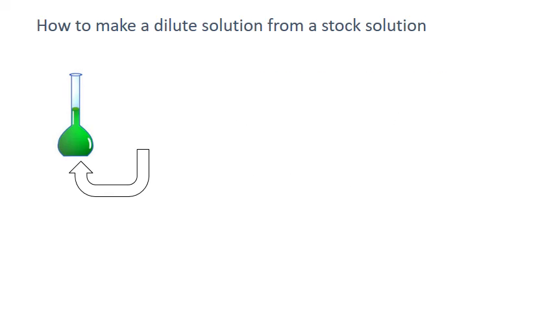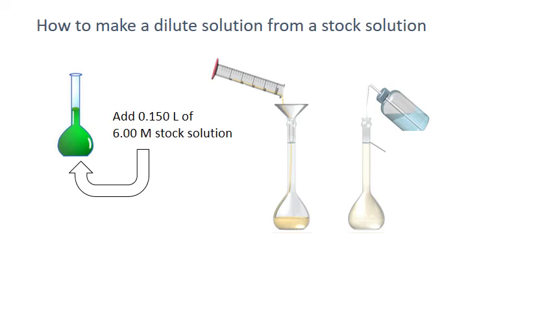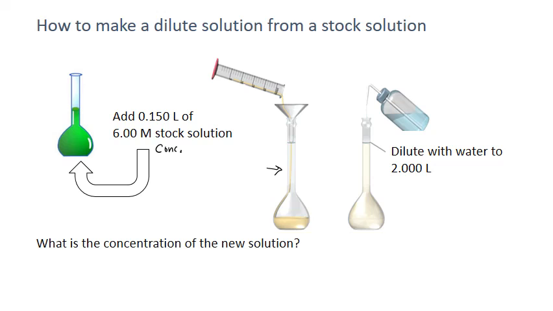Sometimes chemists make solutions from other solutions rather than just solids. In this case, the chemist takes 150 milliliters of a stock solution. This just means it's concentrated. That solution happens to be 6 molar. The chemist takes some of that solution, the 150 milliliters, adds it to a volumetric flask, and then adds water to fill up the flask to a 2.000 liter mark. The question is, what's the concentration of the new solution?